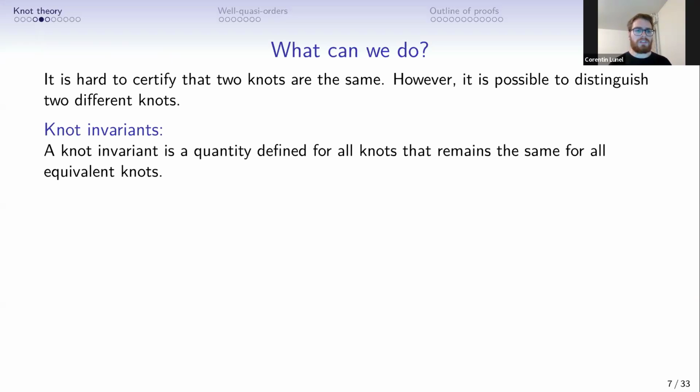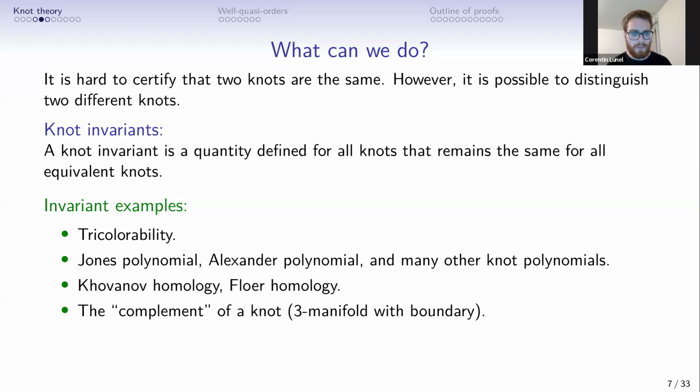To do that, we use knot invariants, which are quantities defined for all knots that remain the same for all equivalent knots. There are many of them. Here are some examples. There are very simple ones like tricolorability, which is the ability to color a diagram using three colors and ensuring some property on crossings. There are plenty of knot polynomials like the Jones polynomial, Alexander polynomial, Conway polynomial, HOMFLY polynomial. There are homologies associated to knots like Khovanov homology, Floer homology, and there can also be complex objects like manifolds.